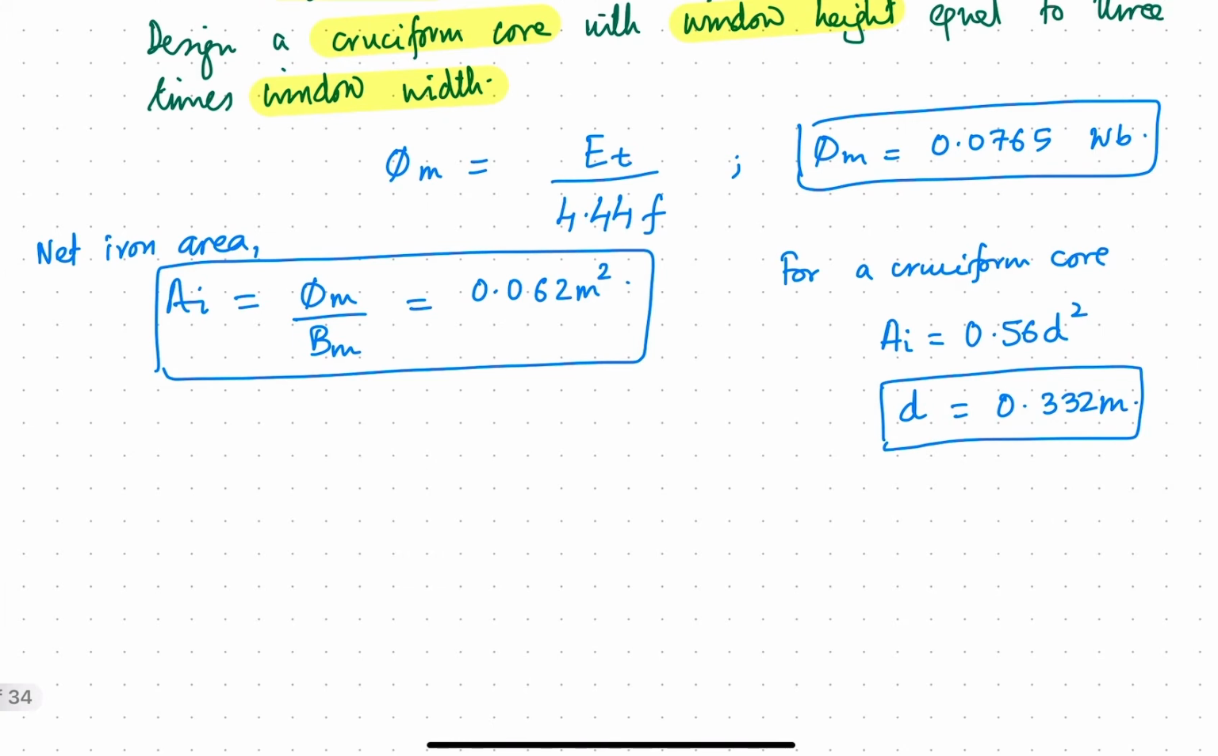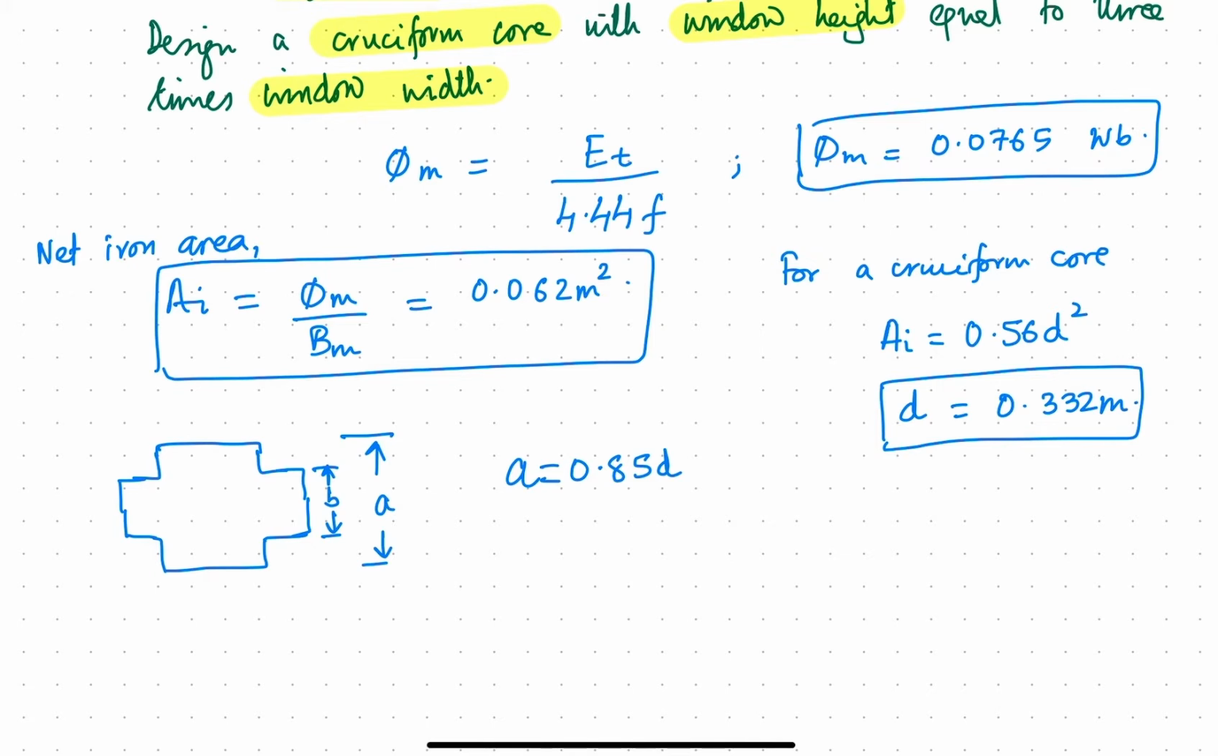Now, you know that the cruciform core is like this, and this part is A and this part is B. If you look at the derivation for the values for the cruciform core, we find that A is 0.85 times D, which is the standard for cruciform core. So this comes out to be 0.282 meters.